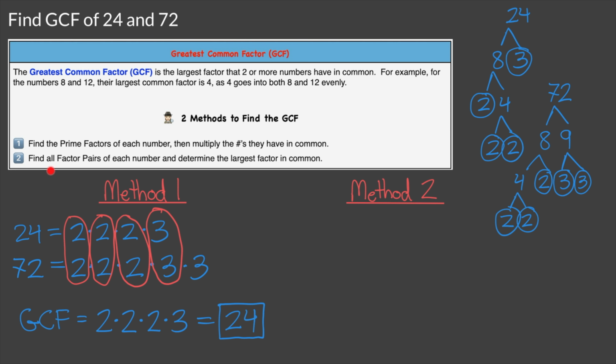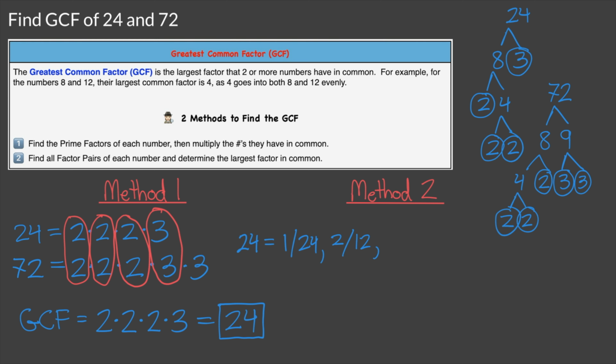So method 2 says, find all factor pairs of each number and determine the largest factor in common. So let's start off with the factor pairs of 24. There's a lot of them for 24. We'll start off with 1 and 24. Next, there is 2 and 12. I like to go up chronologically.